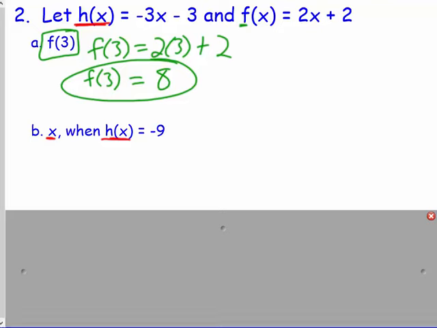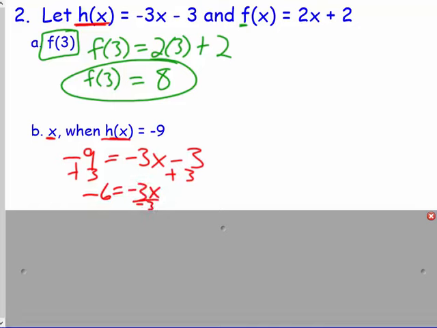Well, just like we did on that last example on the page before, I'll put a negative 9 in for h of x, and now I need to solve for x. I have negative 9 equals negative 3x minus 3. Try to get x by itself. Might help you remember the cover-up method too, but I have negative 6 equals negative 3x, and then I can even divide by negative 3 on both sides, and hey, it looks like x is going to equal 2 in that situation.